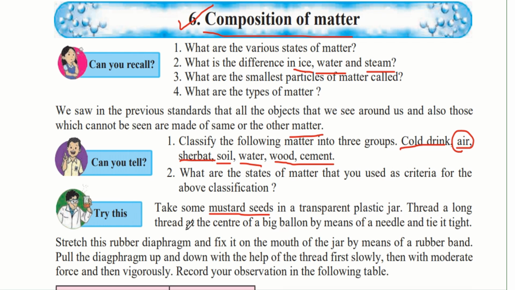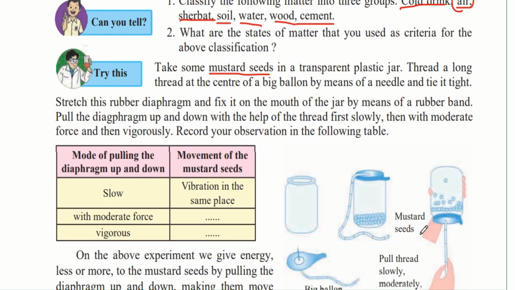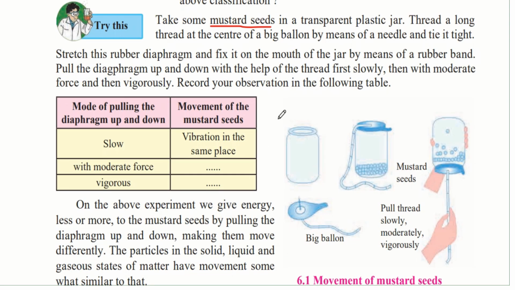Thread a long thread at the center of a big balloon by means of a needle and tie it tight. So if you see in these diagrams, this is what is done. They have taken a clear, that is transparent plastic jar and they have filled it with some mustard seeds. Then this is a balloon that they have taken and with a needle tied to a thread, they have pierced it through the middle of the balloon. Stretch this rubber diaphragm and fix it on the mouth of the jar by means of a rubber band.